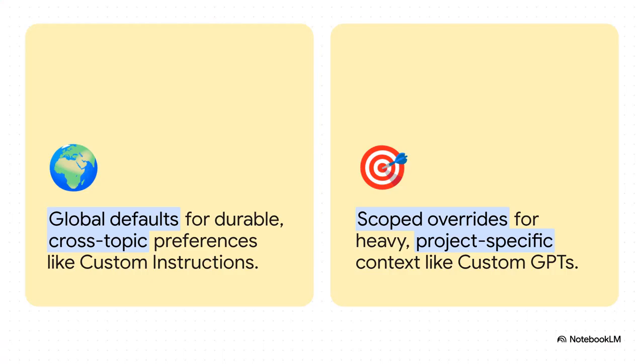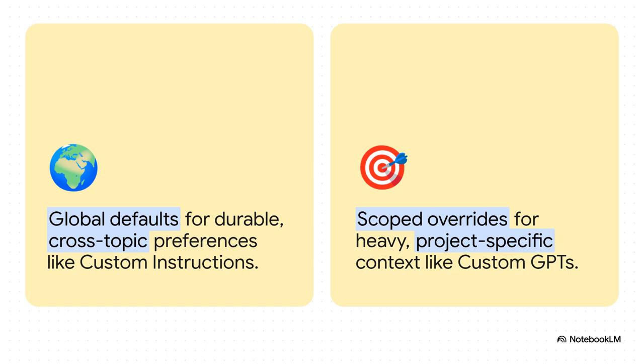Now, it's absolutely crucial to understand the difference between the tools you have at your disposal. On one hand, you have your global defaults. These are your custom instructions. They act as your durable cross-topic preferences. This is your core identity. But on the other hand, you have scoped overrides, which include things like projects and custom GPTs.